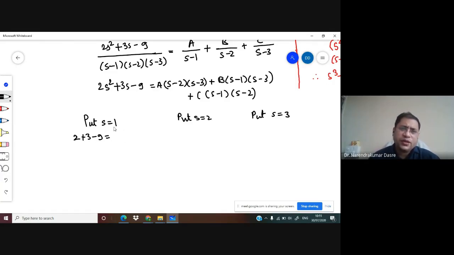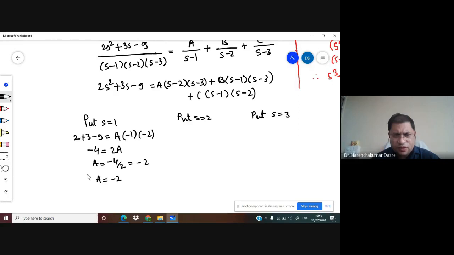Okay, so here we are putting S is equal to 1. So that means this term is going to be 0, so the product is 0. This term is 0, so the product is 0. And hence what I'll get here is A into, S is going to be minus 1, this is minus 1 and this is minus 2. So simplify this. It's going to be minus 4 and this is going to be 2A. So I can write A is equal to minus 4 by 2, and that is equal to minus 2. So we got here A is equal to minus 2. Okay, so we got the value of A.